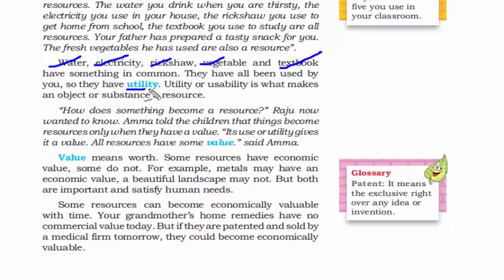We know that they all are separate things, but what is it that is common between all of this? They are nothing but utility, which means we use them. We don't just keep them with ourselves, we use them. Now, how you use it, that's a whole different thing. What we are concerned about is that we use these things. We don't just keep them in stock. Therefore, utility or usability is what makes an object or a substance a resource. I hope this line is absolutely clear.